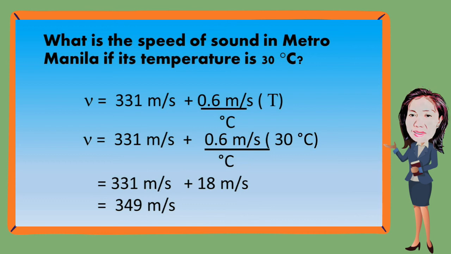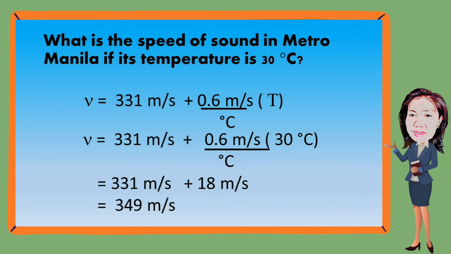331 plus 18. The unit is meter per second. This is the speed of sound when the temperature is 30 degrees Celsius. So the unit is meter per second, and that is the unit of velocity. The speed of sound is 349 meter per second. Let us try this.